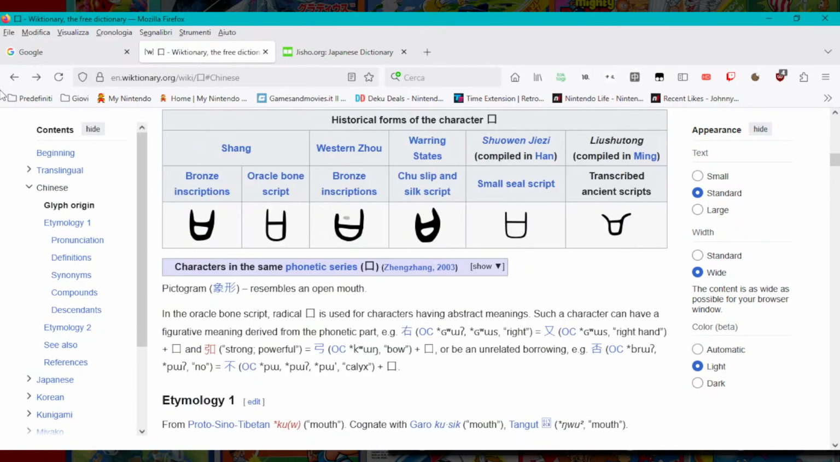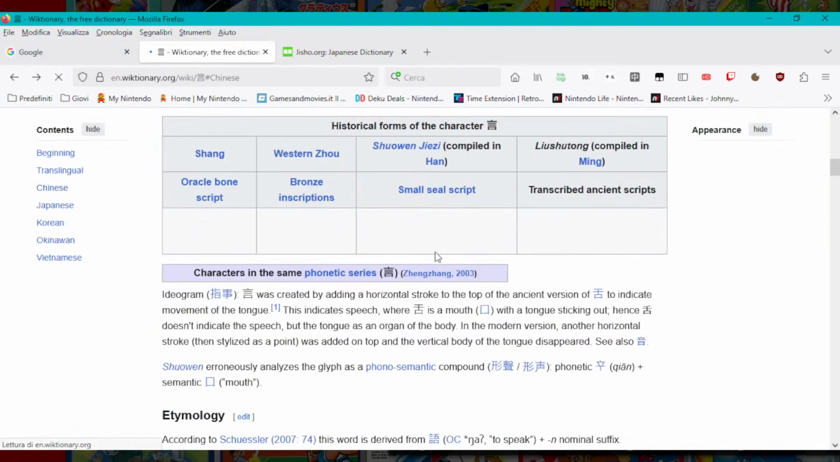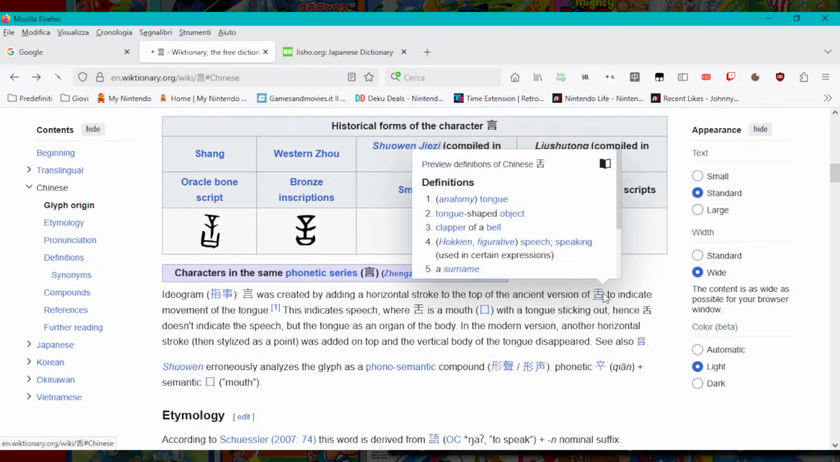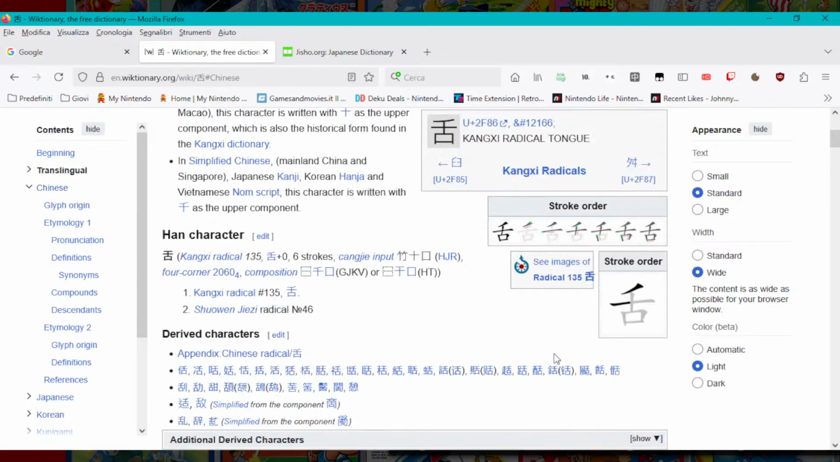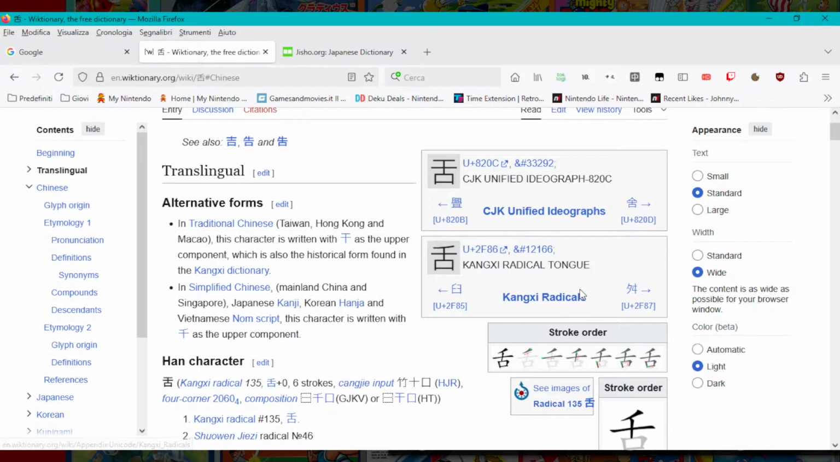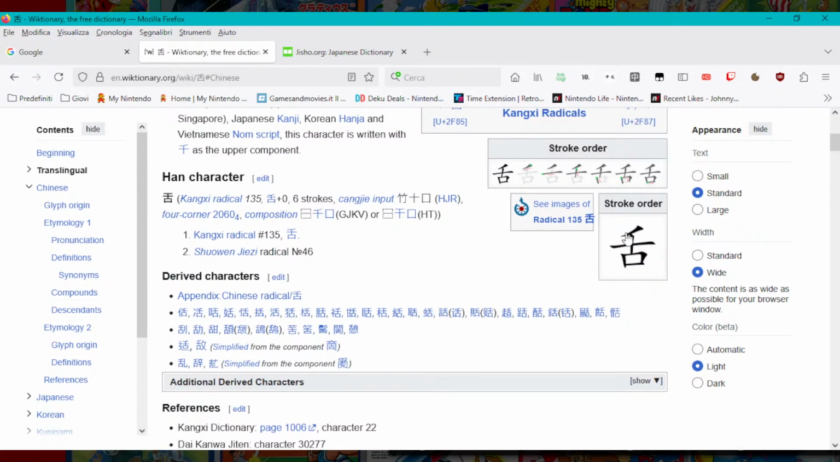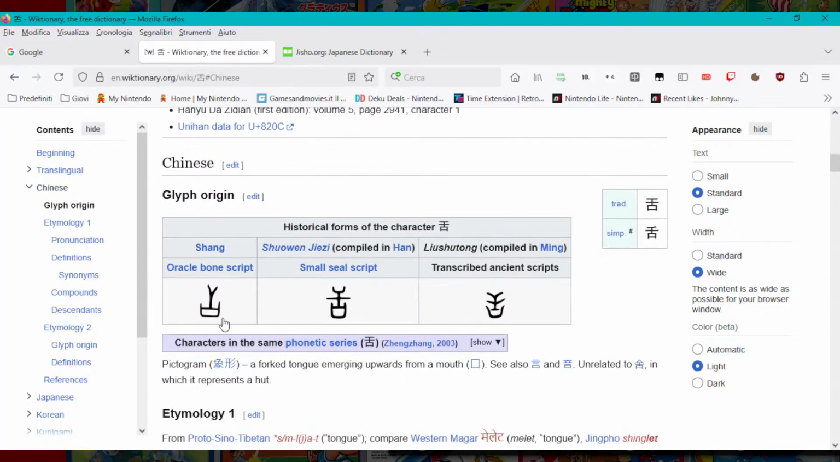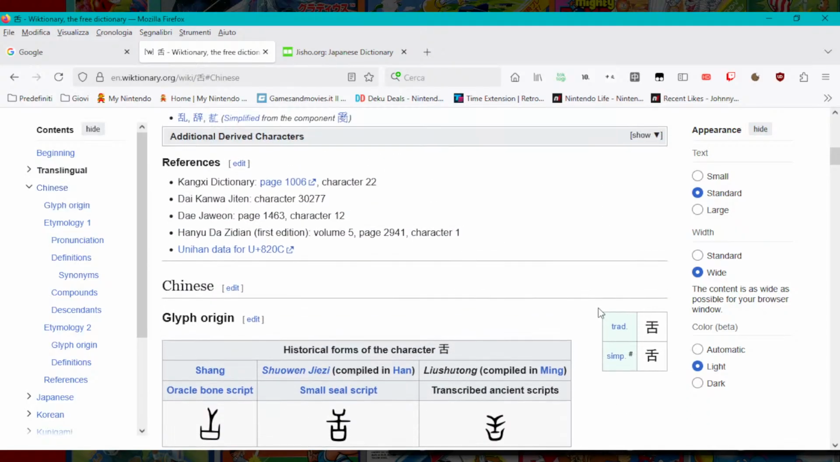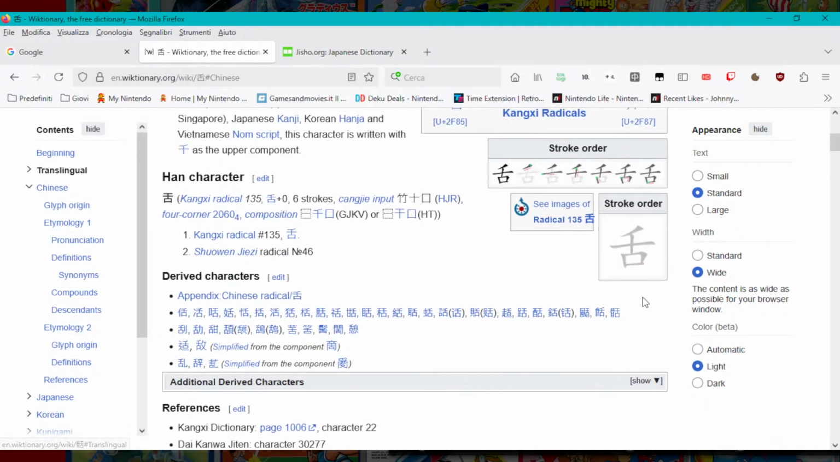From this, we get another pictogram for tongue, and as we add the part that was actually, as we can see in the original glyphs, the tongue, and then got modified with time and became what it looks like now.